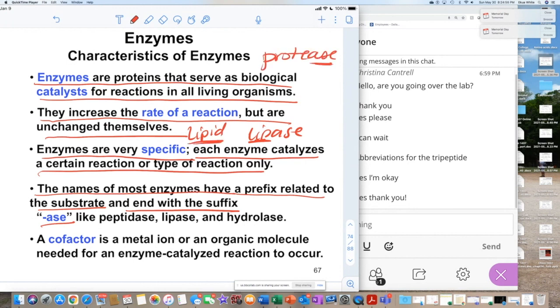Protease, an enzyme that catalyzes reactions that deal with proteins, right? And then like lipase, hydrolase. A cofactor is a metal ion or organic molecule that is needed for the enzyme-catalyzed reaction to occur. So the cofactor kind of helps out the enzyme.